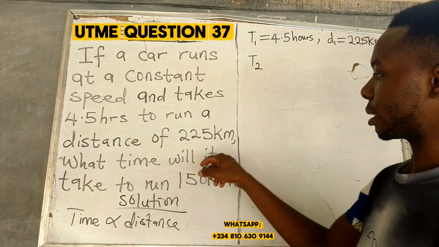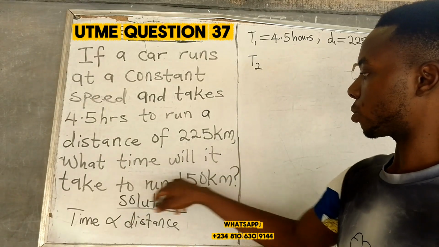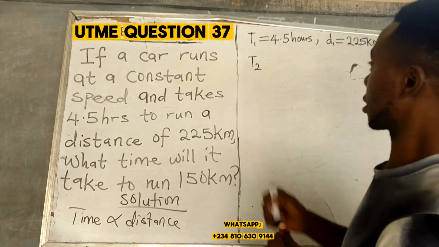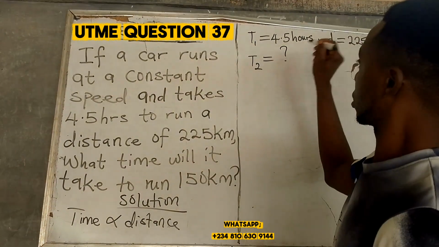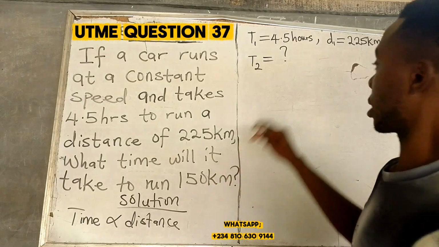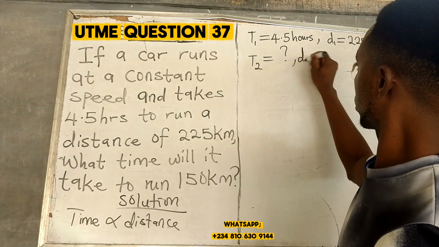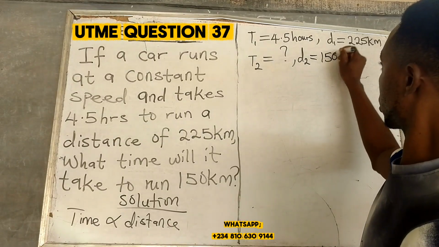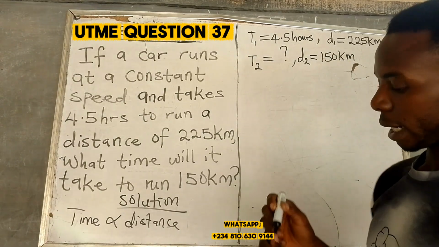Then for time two, this is the one they told us to find. They said, what time will it take to run 150 kilometers? Now we don't know the time, right? Put it as a question mark. Then the distance 2 is equal to 150 kilometers, right?